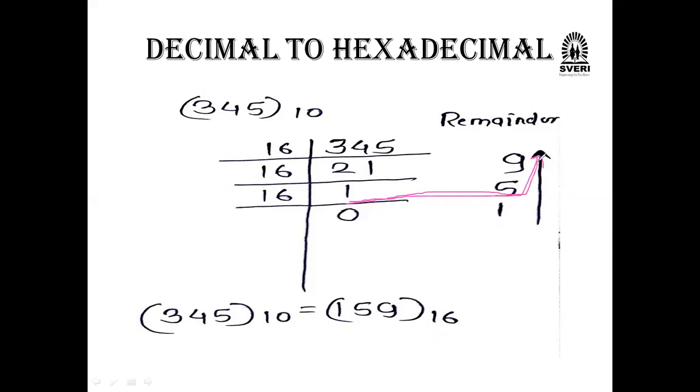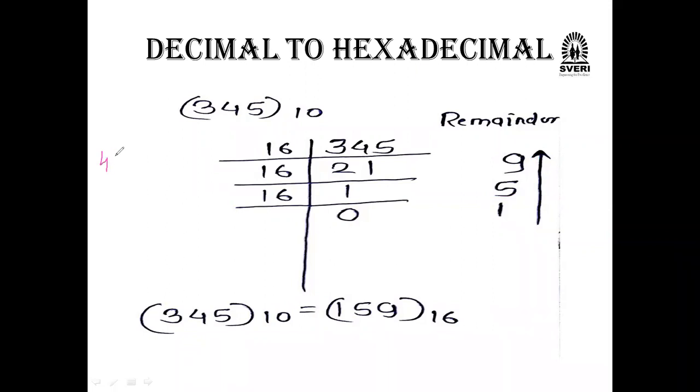Yes, sir. 159. So we can do the conversion like this for decimal to hexadecimal number. For decimal to any form, you have to use the divide system. Is it clear? Yes, sir. Can you solve one more example I will give? Can you find the value of this one?